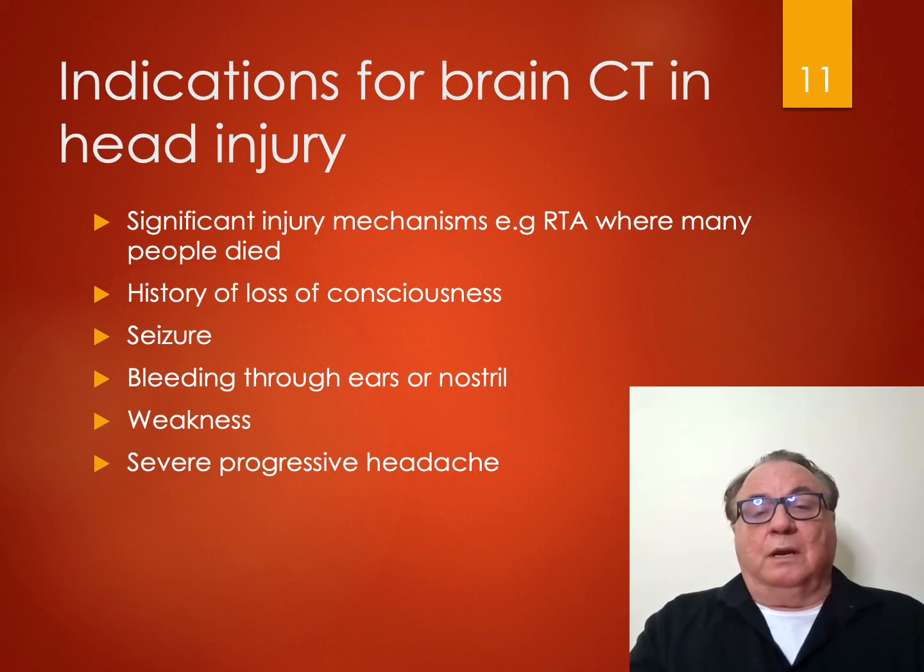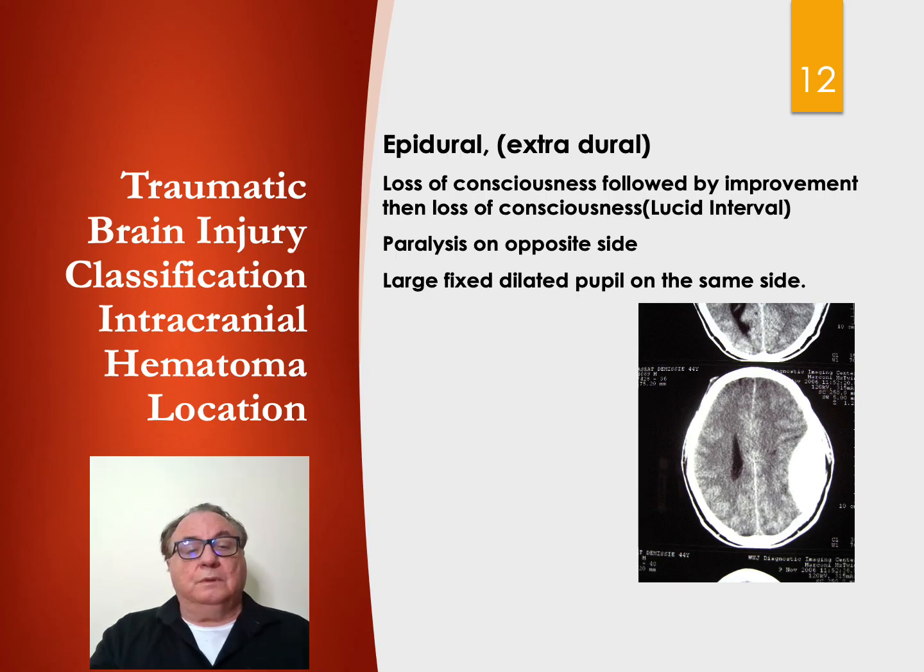An indication for CT in head injury includes significant injury or mechanisms, like road traffic accidents where many people died, a history of loss of consciousness, seizures, bleeding through the ears or nostril, weakness, severe progressive headache. Intracranial hematoma location. Here we see epidural. There was loss of consciousness followed by improvement, paralysis on the opposite side, a large fixed dilated pupil on the same side. So here you can see the epidural hematoma.